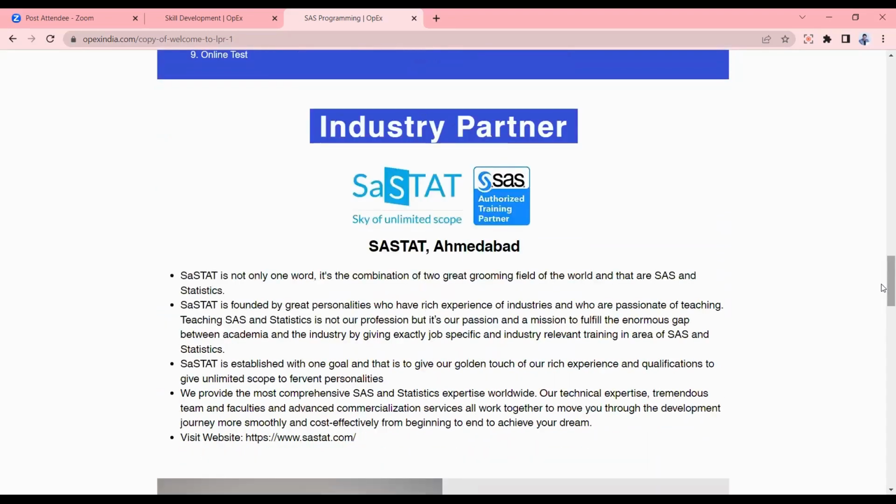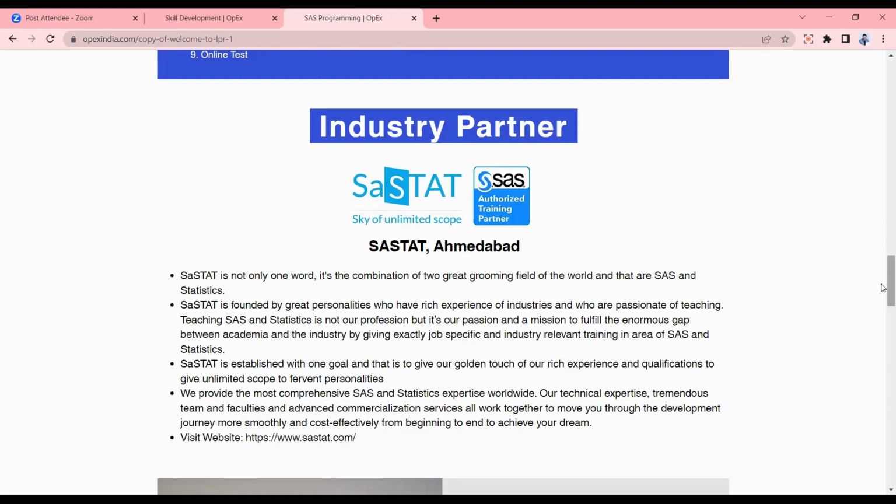It is happening live. And the most important part, for this particular certification, we have directly collaborated with the authorized training partner in India, and that is SASTAT Ahmedabad. SASTAT Ahmedabad is one of the finest and growing organizations which provides training and certifications, all different types like base, advanced, clinical, everything. They also give you placement opportunities as well. You can Google SASTAT Ahmedabad to get all these details.